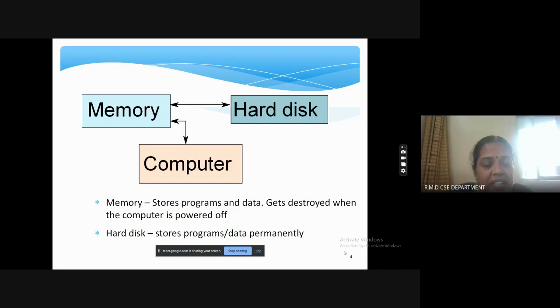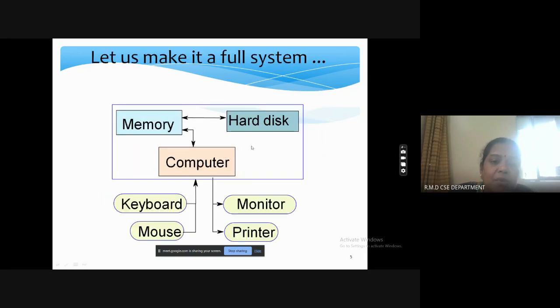It is a separate device, whereas main memory is used for holding the operating system routines and the program being executed that is available in the memory. So memory stores the programs and data. It gets destroyed when the computer is powered off. It is not permanent memory. Hard disk is a permanent memory. Then it makes a full system. So we have memory, hard disk, computer.